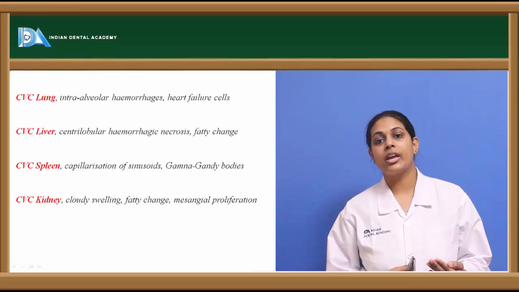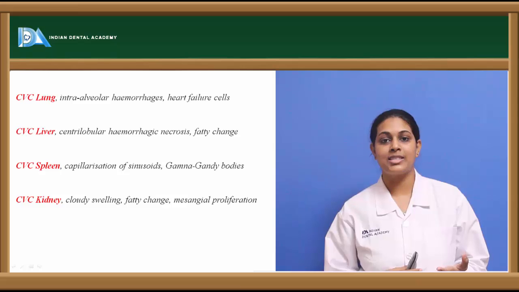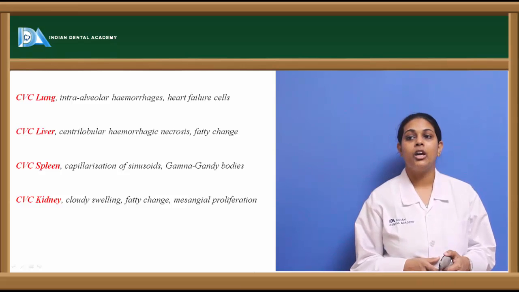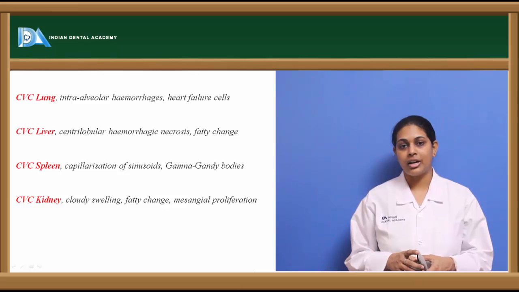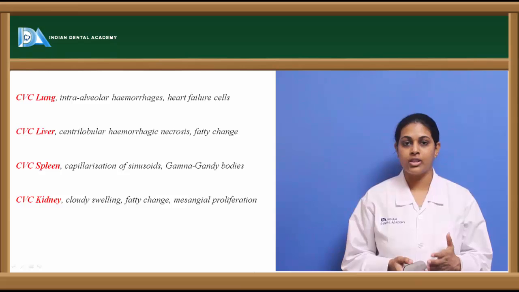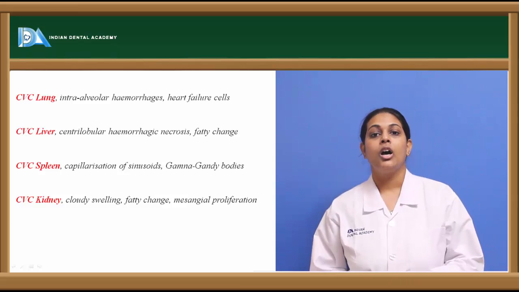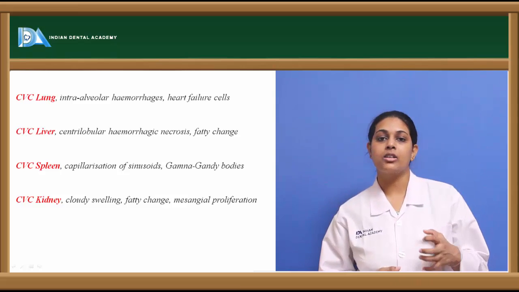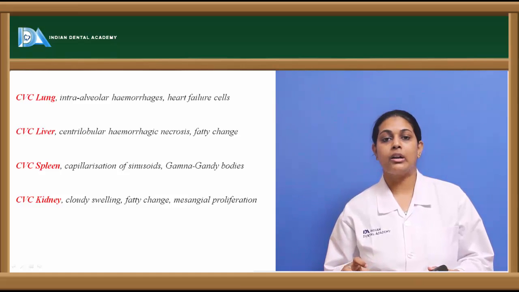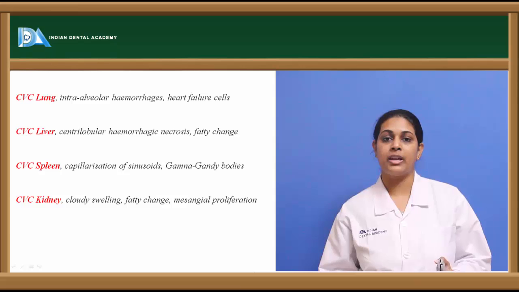And other than that, we see even fatty changes can also be seen within the CVC of liver. Coming to the CVC of spleen, usually we see it in conditions when there is right heart failure, which is a consequence for the CVC of spleen to occur. Macroscopically, that is, a gross specimen, it might be seen as a moderately to severely enlarged spleen.